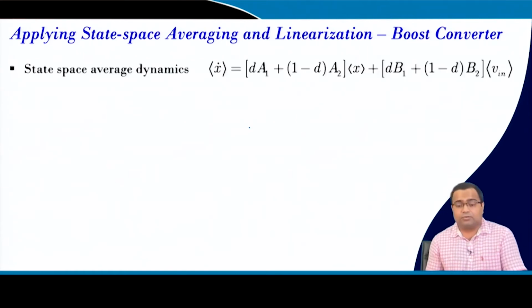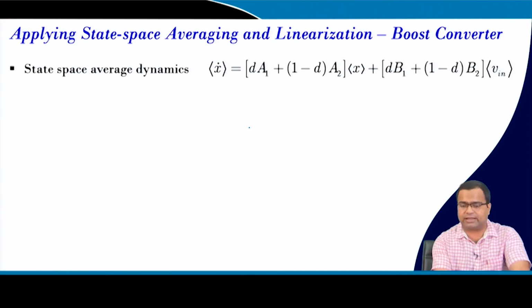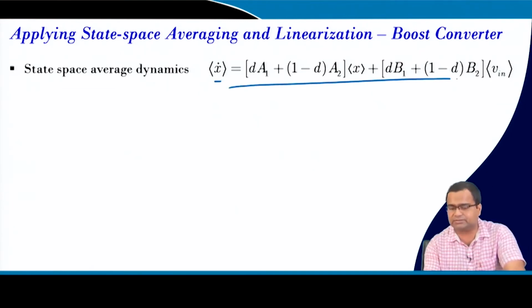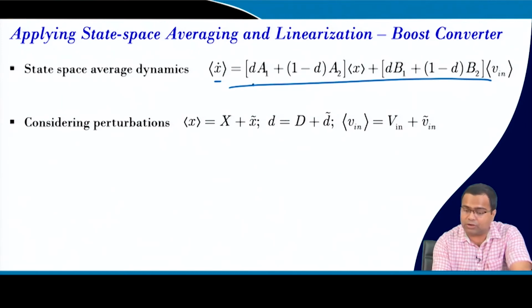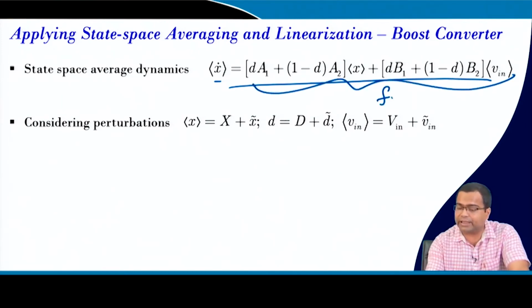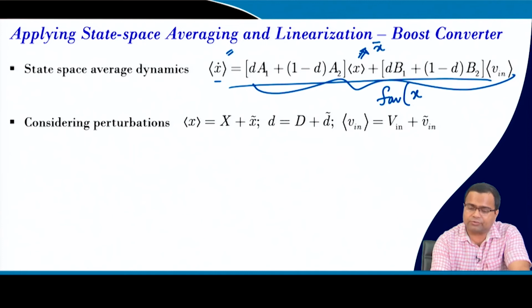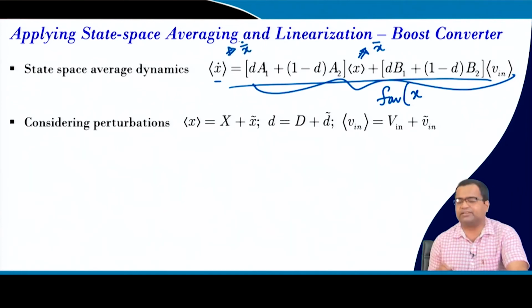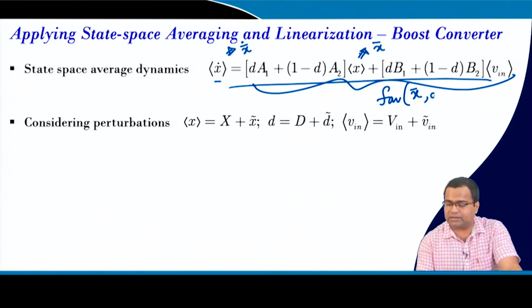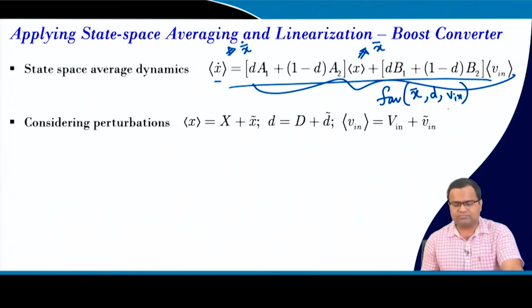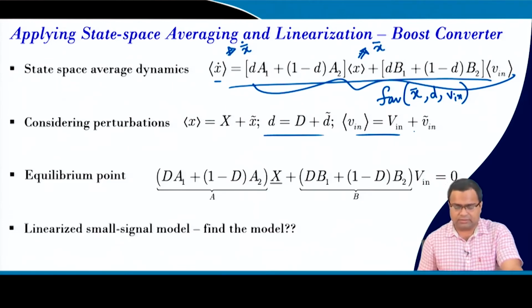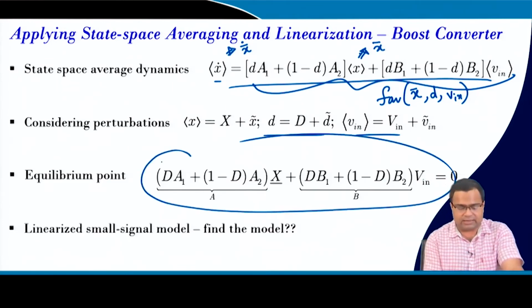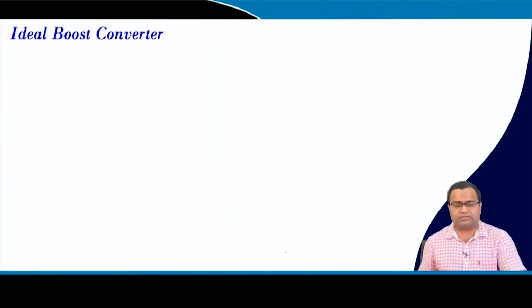So, now we want to consider linearization. That means you take the X average dynamics, the whole right hand side of which we call F average, which is a function of X average, and the average duty ratio, which we also replace with this quantity. Here also you can write X average. So, this is a function of the average quantities D and V in. We can now consider the perturbation, separate out the steady state quantity, and get the linearized model. Now, we consider a boost converter.